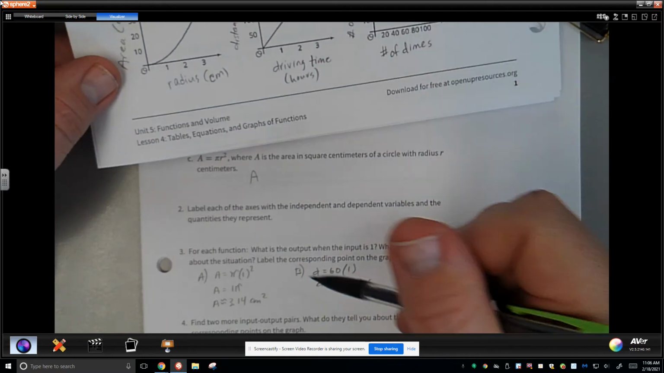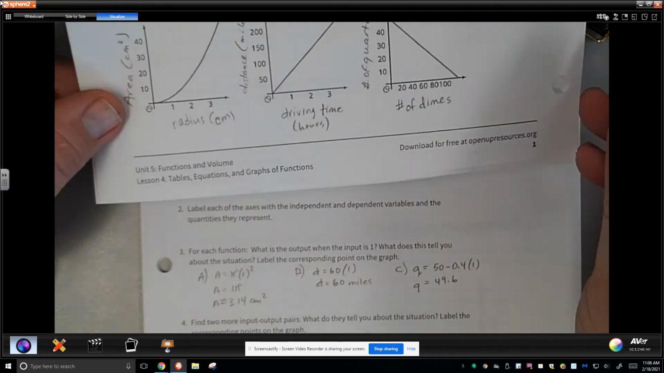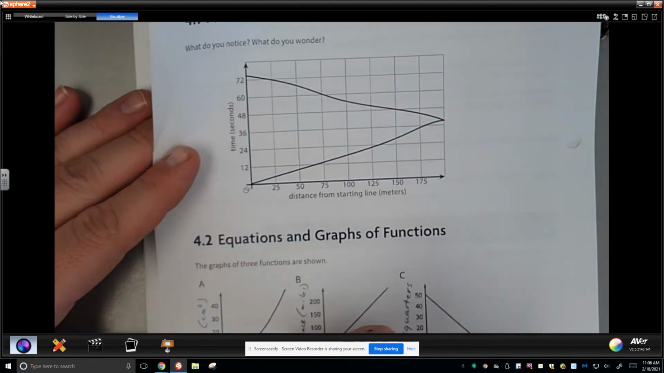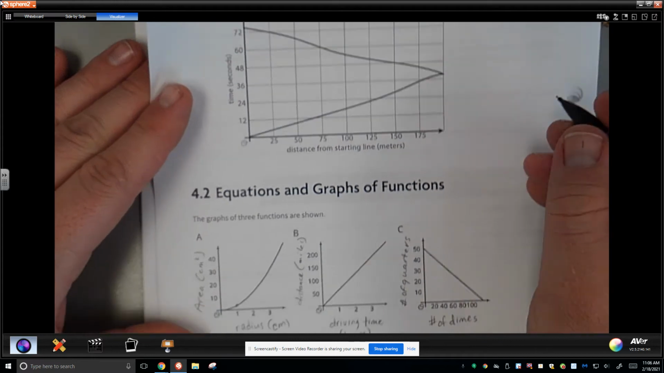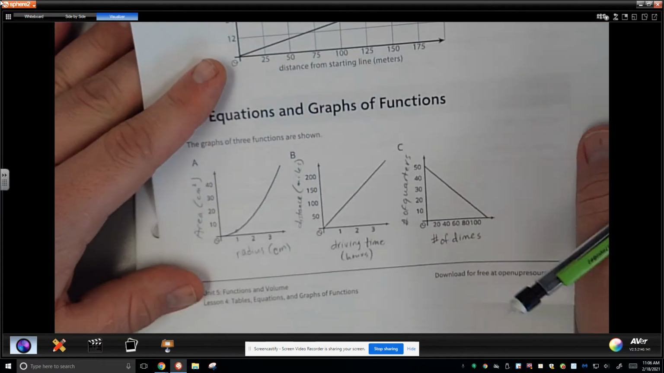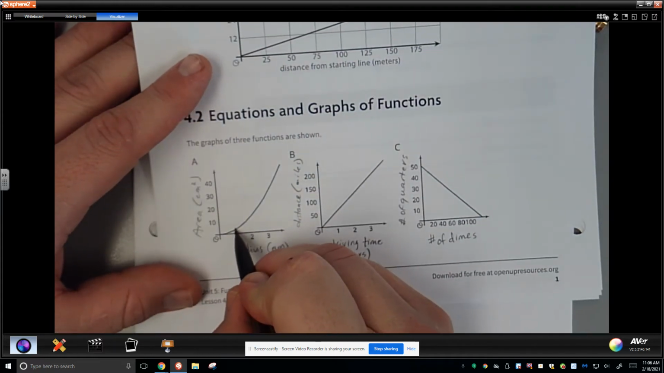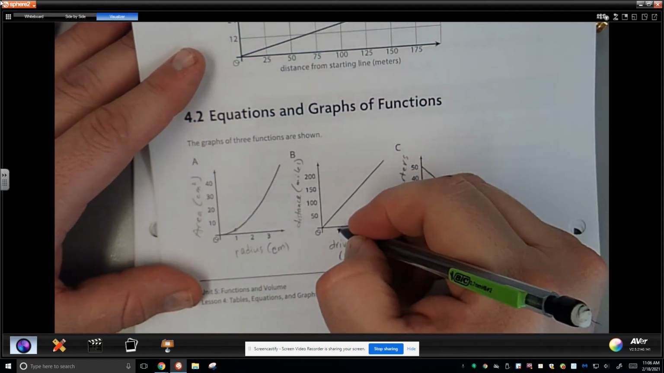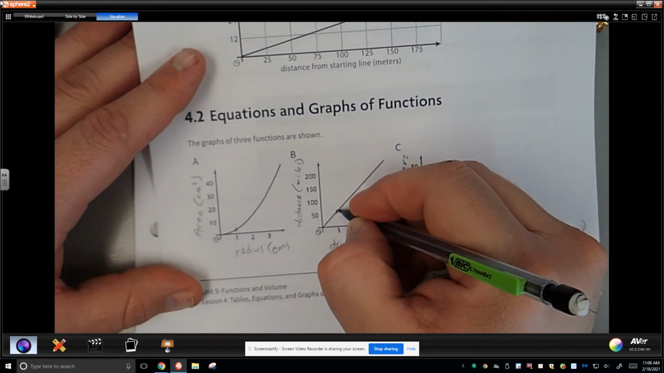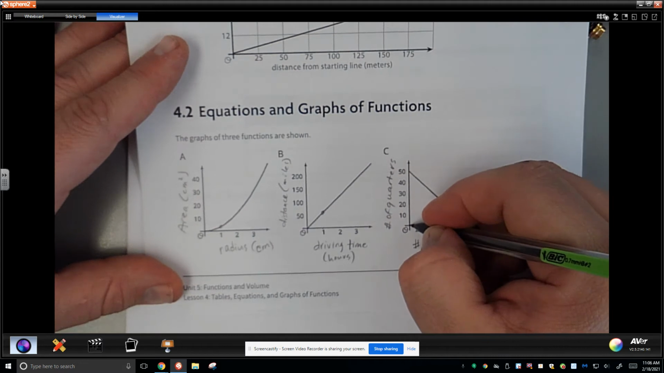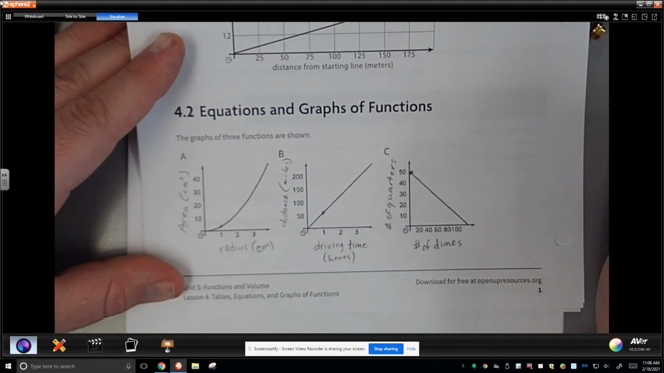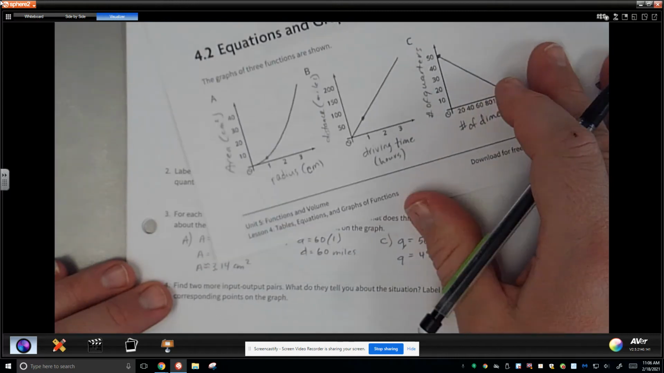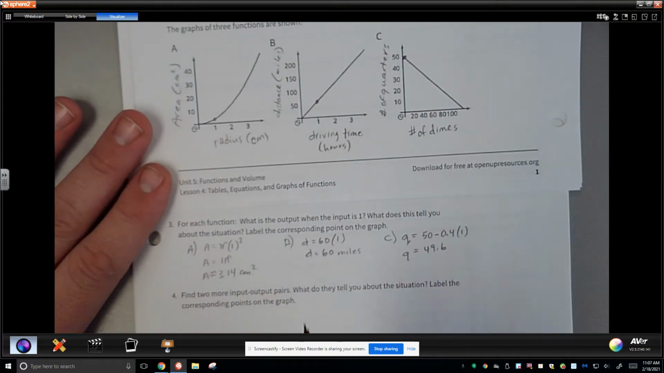And then we're supposed to graph those, label the corresponding point. What does this tell you about the situation? So what this tells me is that in this situation, when I have a circle with a radius of 1, that the area is about 3.14. With 1 hour driving, we have 60 miles of distance, and with 1 dime, we have 49 6/10 quarters, which is just really bothering me. I'll come right back to that.